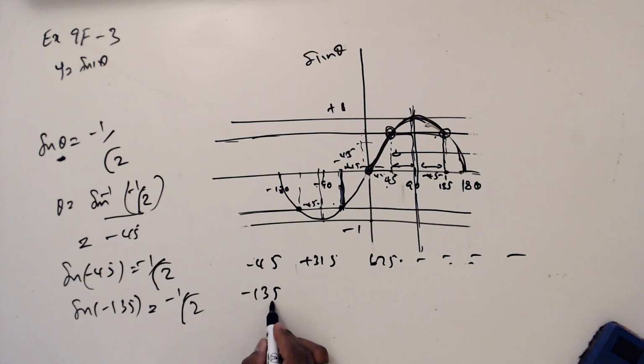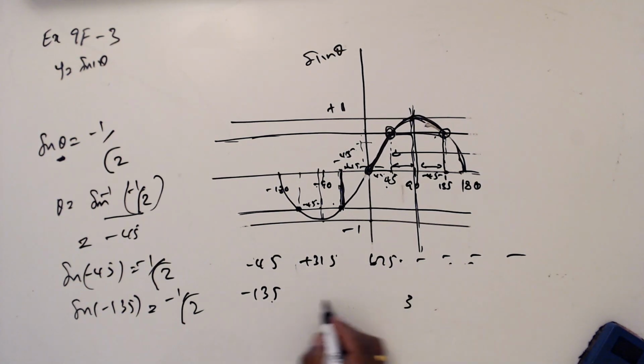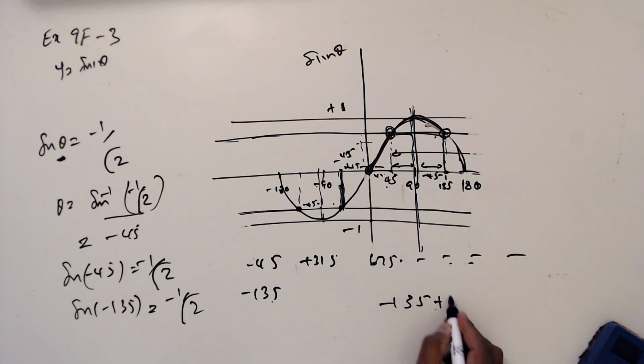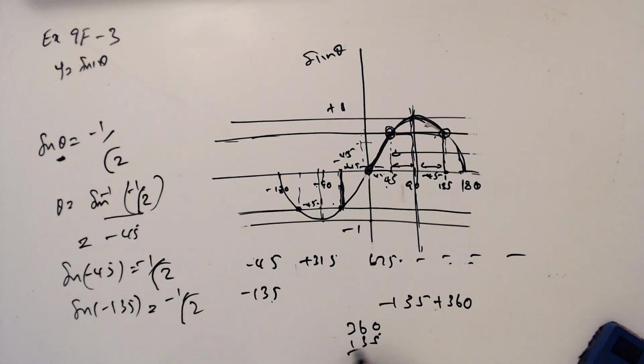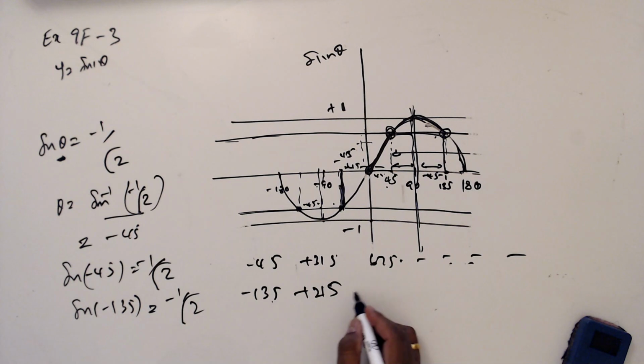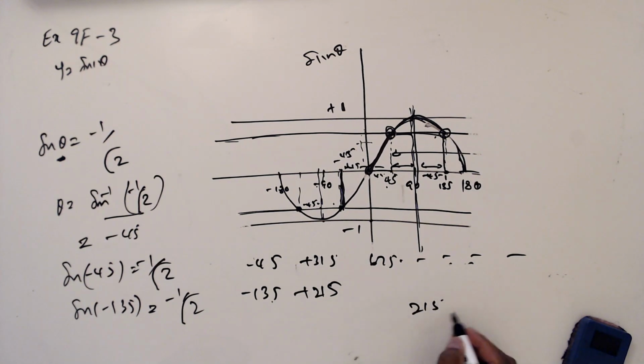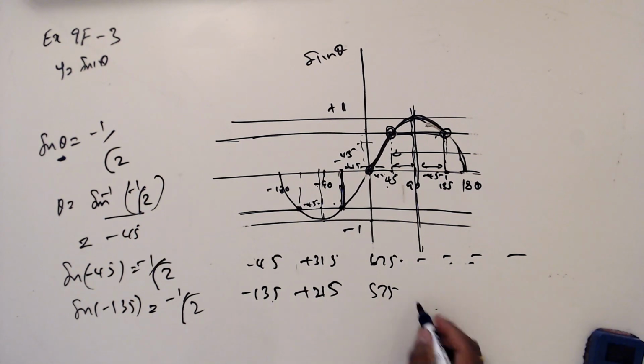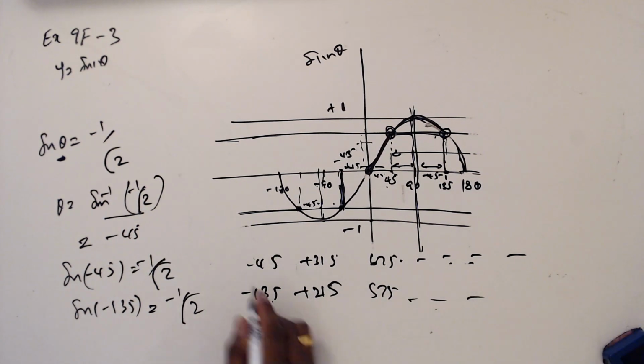Likewise, this one minus 135. Then the next one is minus 135 plus 360, which gives positive 225. Then you have to add another 360 to get the other one, 585. Hope I did the calculation right. And it will continue basically.